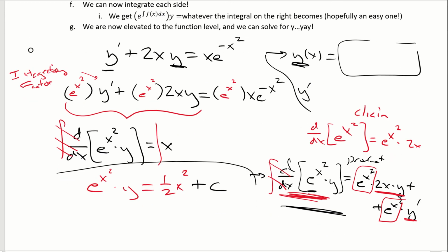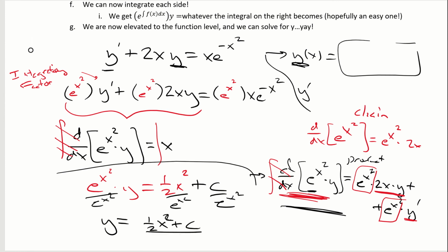Okay? So, last step is, now we can solve for y by dividing through by e to the x squared. However you want to write it is up to you. You might say something like, well, what I'm looking at is 1/2 x squared plus some constant that I don't know, all over e to the x squared, and we would be done with the problem. Remember, the goal is to find that function.